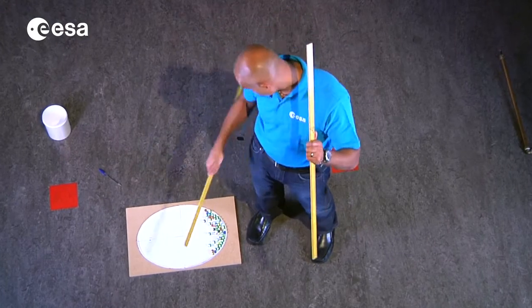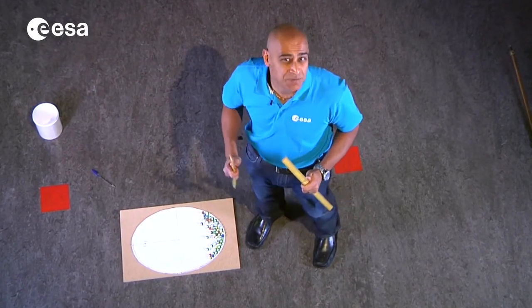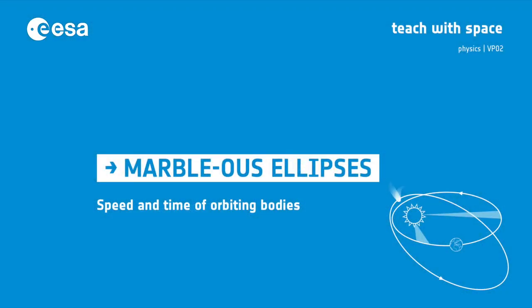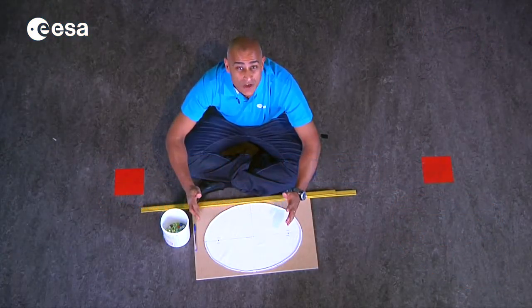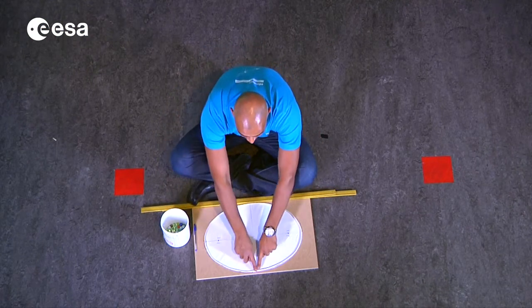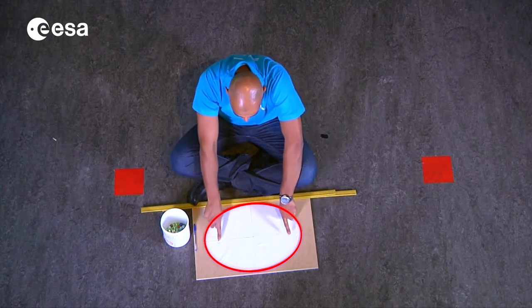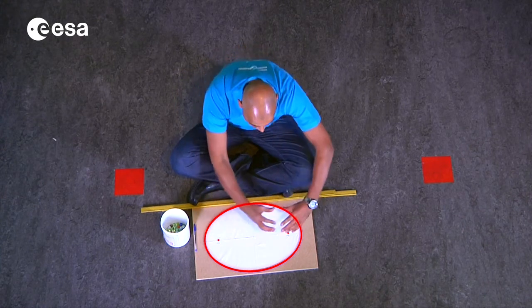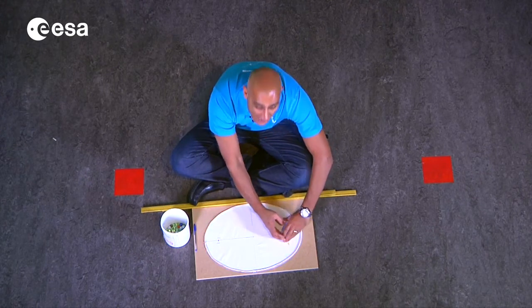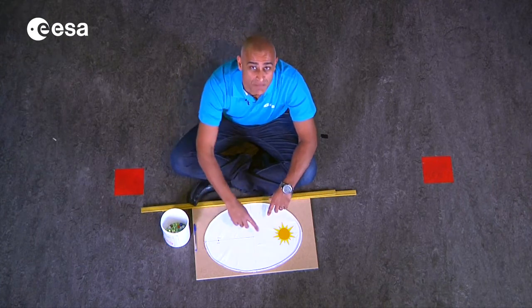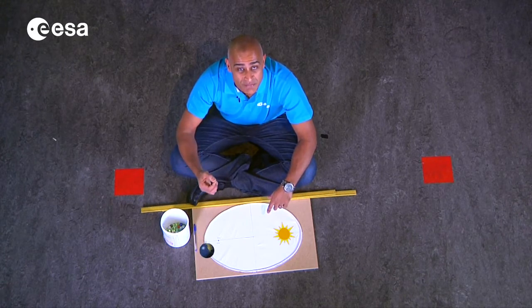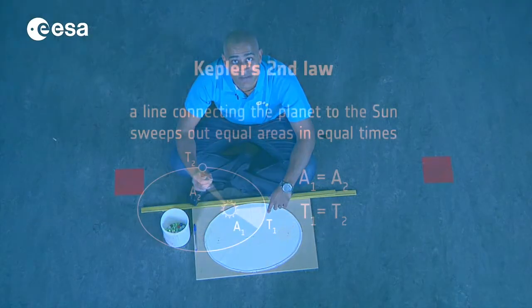Can we use rulers and marbles to better understand what Kepler's second law is all about and why it's so important in understanding real orbits in the solar system? Real orbits aren't circles, they're ellipses. And every ellipse has two foci. For an object orbiting, the Sun is at one of these foci. Kepler's second law says that a planet orbiting the Sun will sweep out equal areas in equal amounts of time. What does that mean and what does it look like?